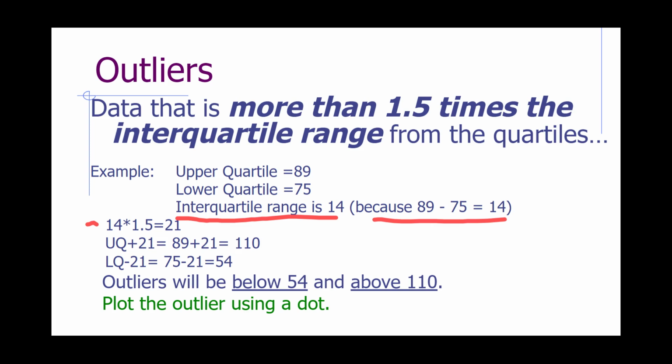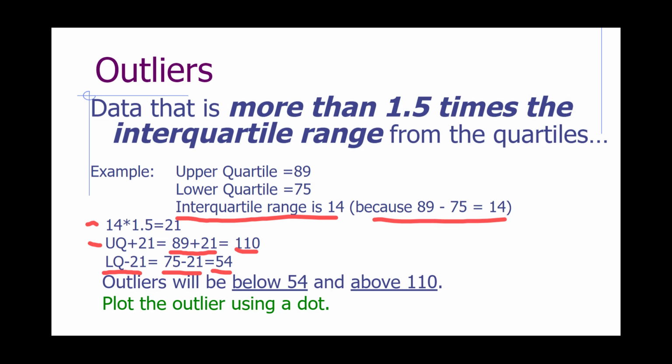So my outlier boundary is going to be taking my upper quartile and adding 21 to it. I'm going to take 89, add 21, and I end up with 110. I'm going to do the same thing with my lower quartile, but subtract 21 this time, because I need to find out what's even further below it, which means further to the left on a number line, so we subtract. 75 minus 21 is 54. So any number below 54 or above 110 is going to be considered an outlier.